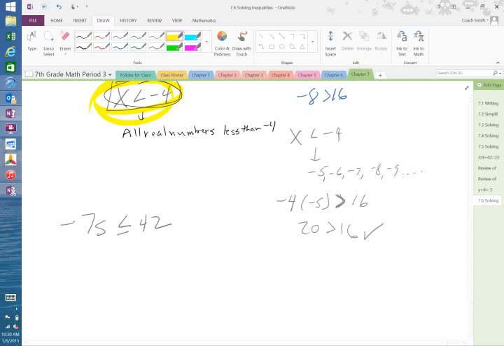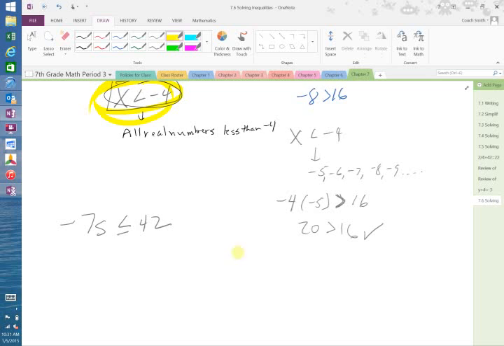Okay, but some books, and like I said, I don't remember if this particular book does it or not. I know I have had it in the past, and students have come to me, what does this mean? Okay, that's what it means. It means all real numbers that are less than negative 4. So that means you could have negative 4.1, negative 4.19. Okay, that would satisfy that solution.